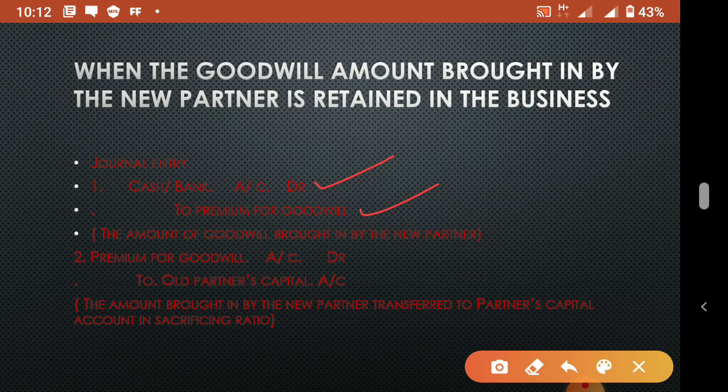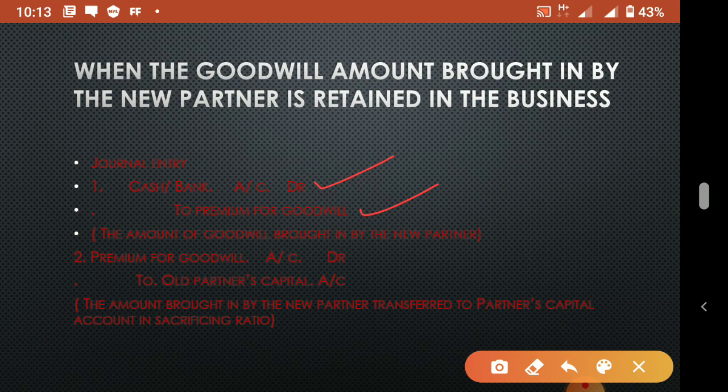Premium for goodwill, so whenever cash is coming in, the other aspect will be credited, because it is a liability for the business. Whenever we receive money from anyone, that is a type of liability. Okay, here it is not a liability, but we will be crediting it assuming it is a liability.